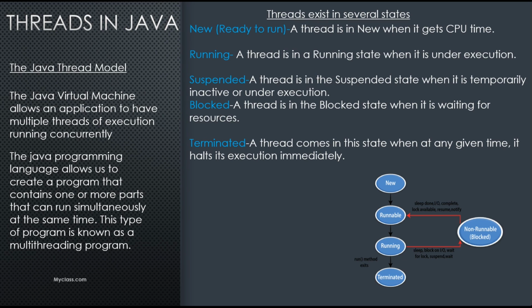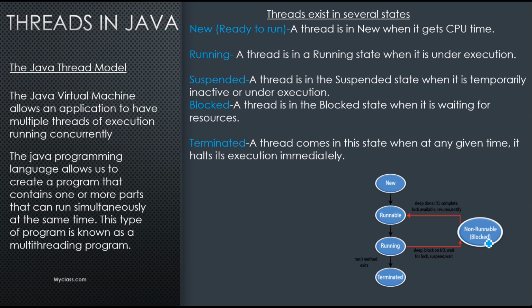Blocked state means a thread is in the blocked state when it is waiting for resources. For execution, we all know that it needs lots of resources, like a printer, input devices or output devices. So if the resource is in use by another thread or another process, then the thread is going to change its execution into the blocked state.